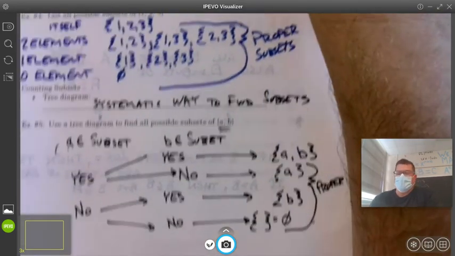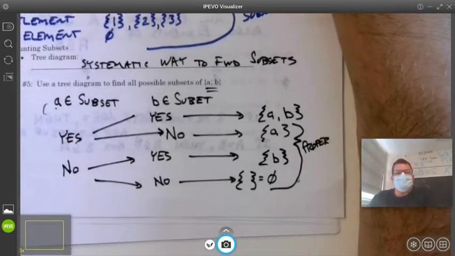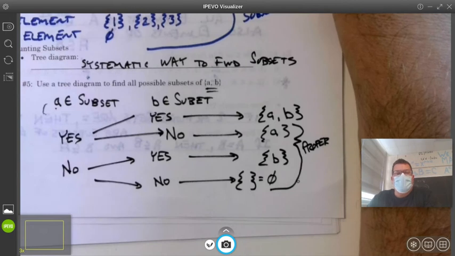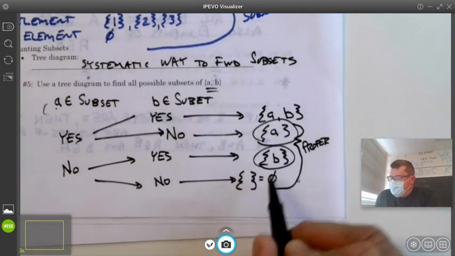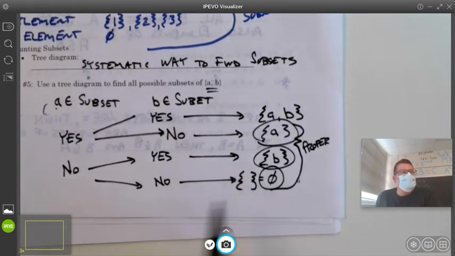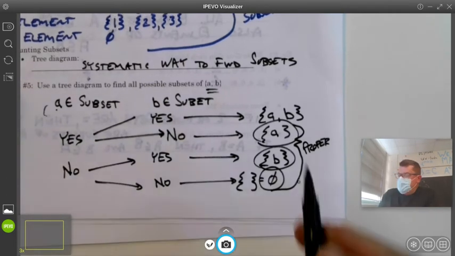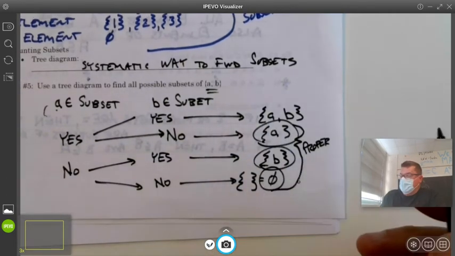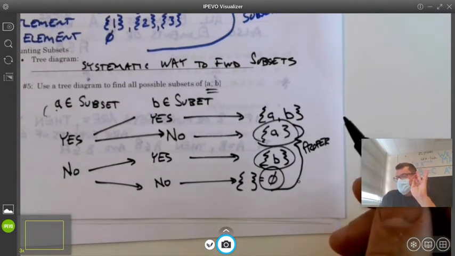Let's see if we can recognize a pattern. Why is there only 3 proper? Doesn't the empty set make that? Yep. So 1, 2, 3. There's just 2 different ways of listing it. No, for proper subsets, it's got to be a subset and not itself. So this one is not a proper subset. They're all subsets, so there's 4 subsets, but only 3 of them are proper.